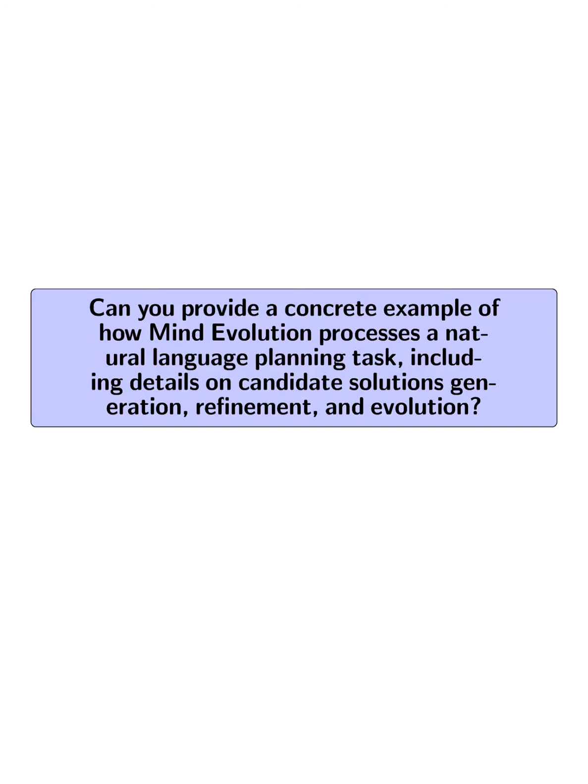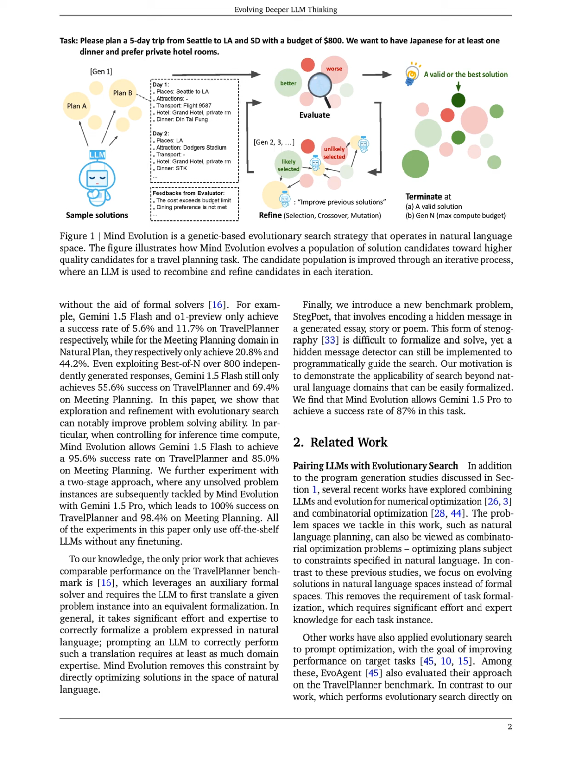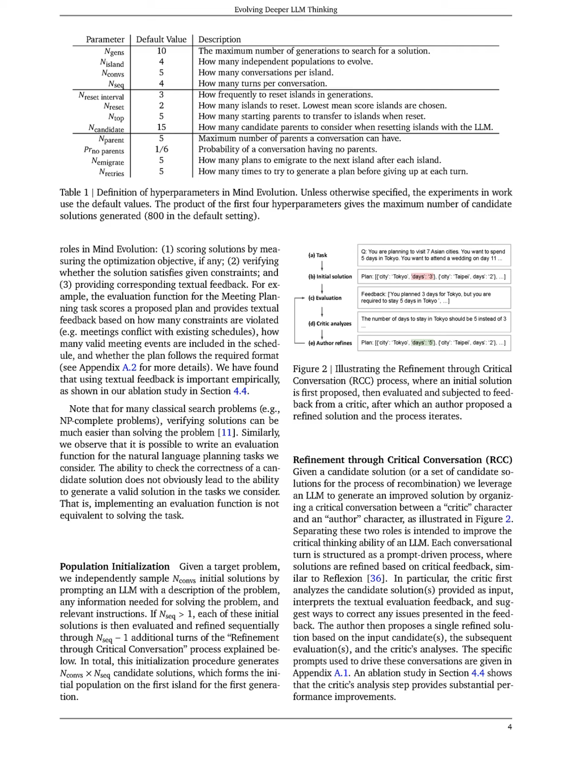Can you provide a concrete example of how mind evolution processes a natural language planning task, including details on candidate solutions generation, refinement, and evolution? Mind evolution processes a natural language planning task through a structured approach that includes candidate solution generation, refinement, and evolution. Initially, it generates candidate solutions by prompting an LLM with a description of the problem and relevant instructions, resulting in N_convs times N_seq initial solutions for the first generation.